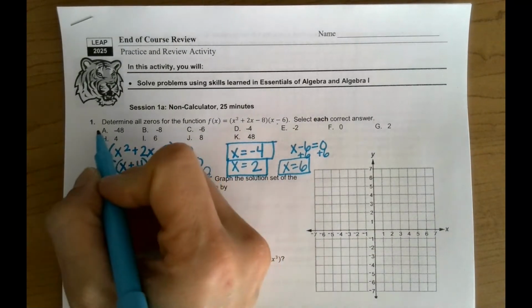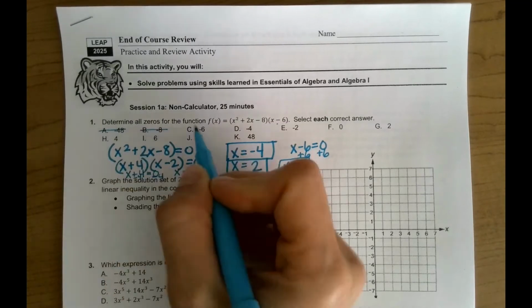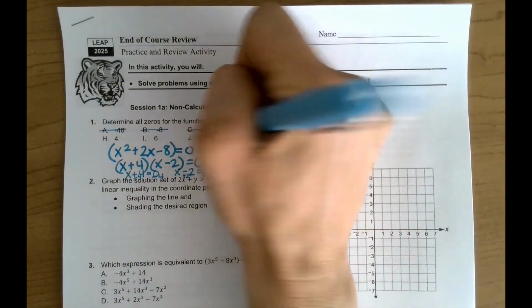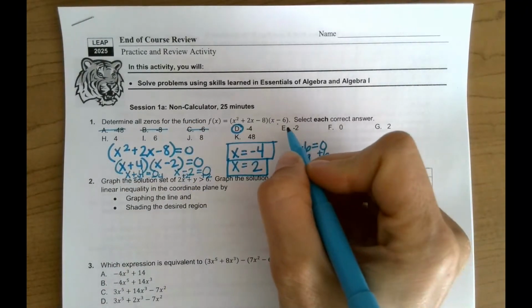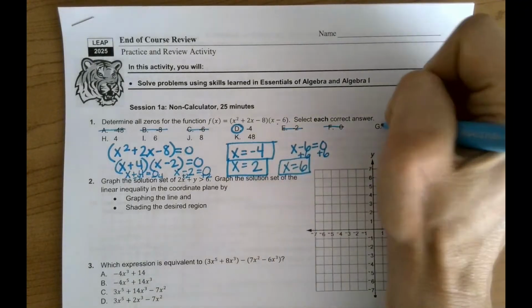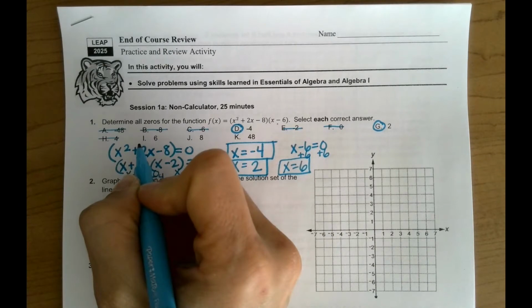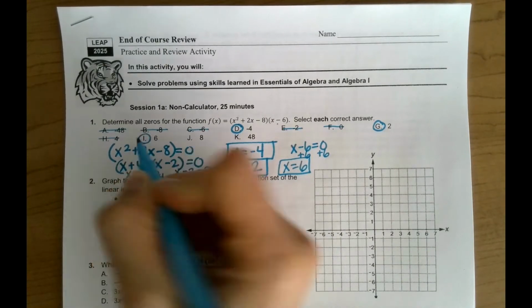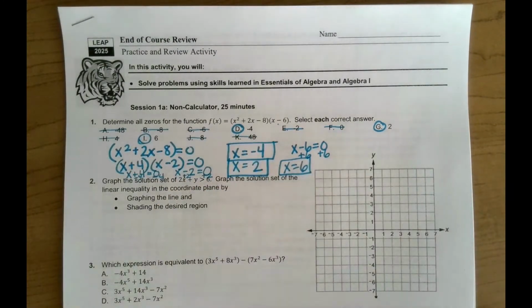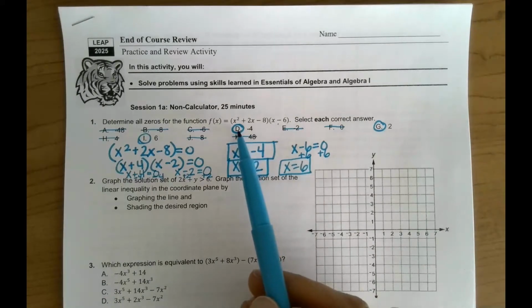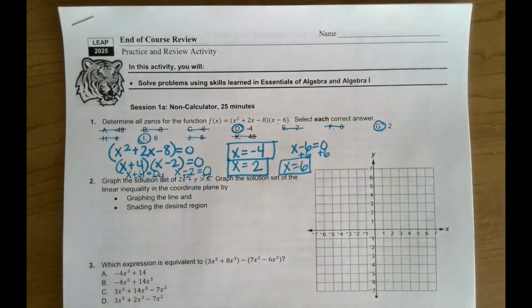So I would go up and cross out any of the ones that are not correct. So the correct answers would be letters D, G, and I.